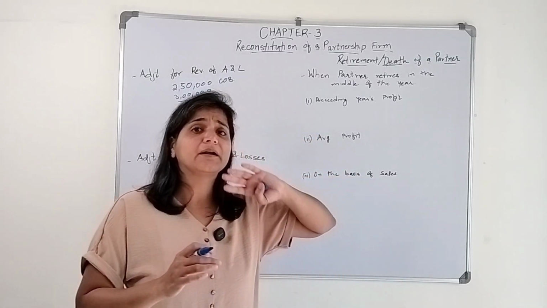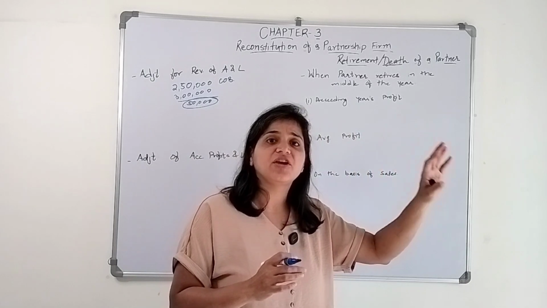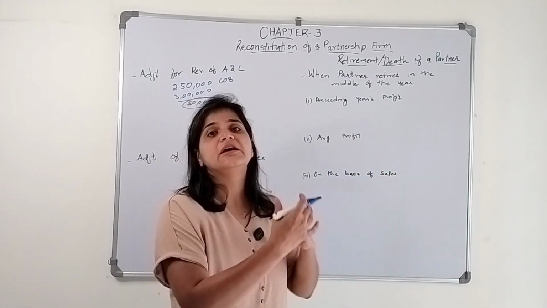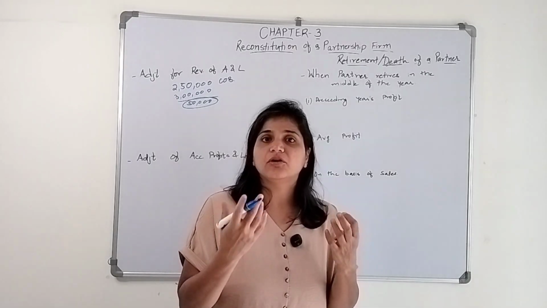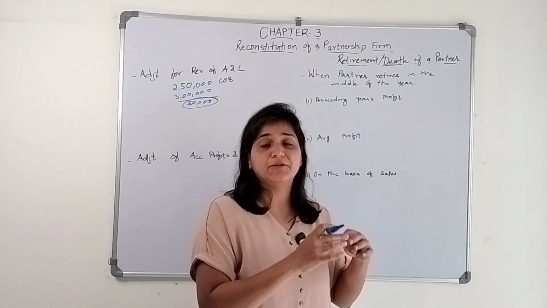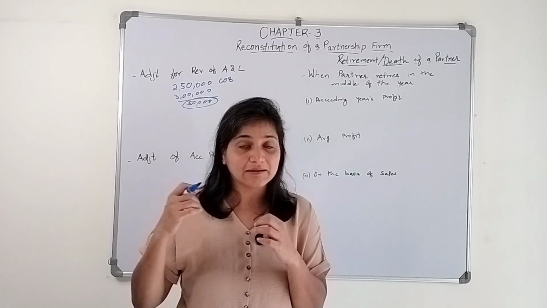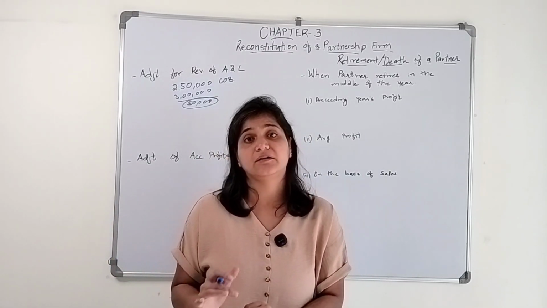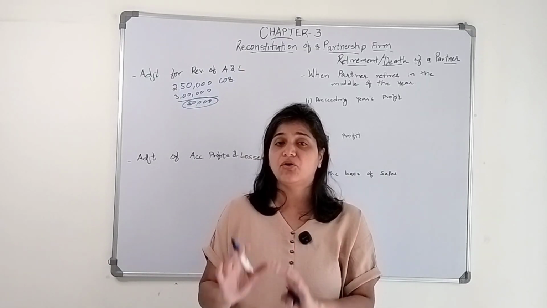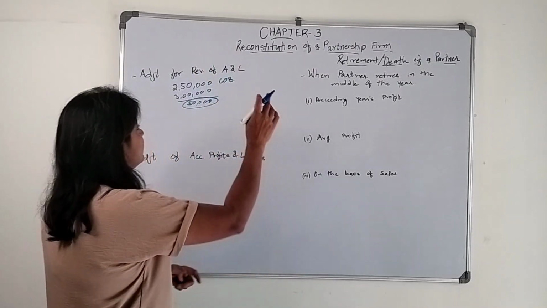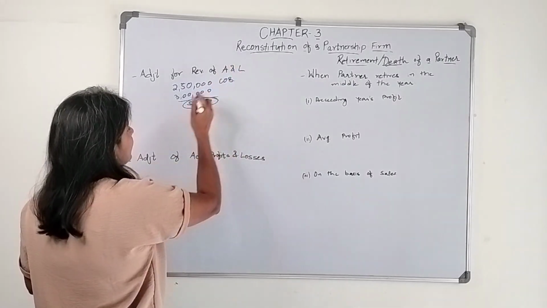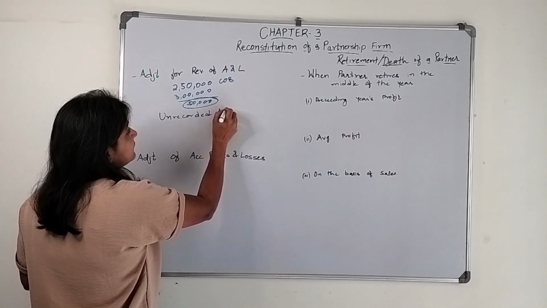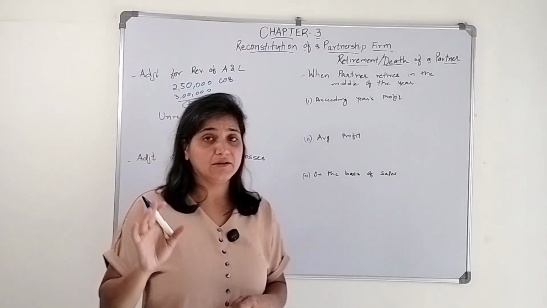So the partner who retires also has a share in those assets, as well as being liable for certain liabilities. If he took a loan and the firm forgot to record that loan amount in the books, that liability belongs to the retiring partner also. So whatever the revaluation of assets or liabilities, or unrecorded assets and liabilities, we are supposed to record them in the books.